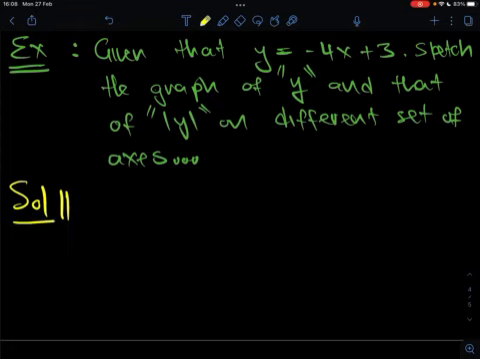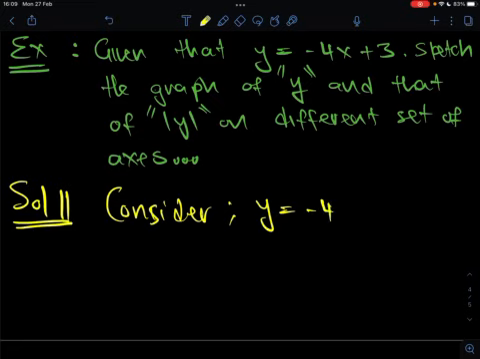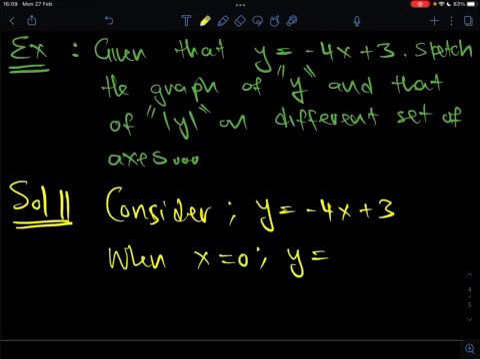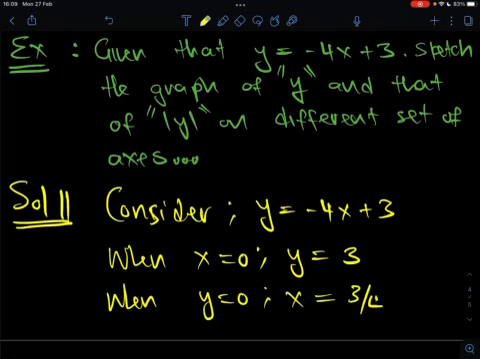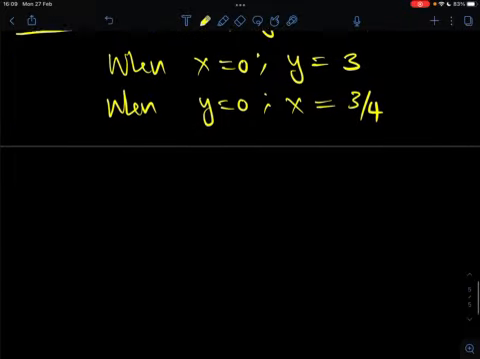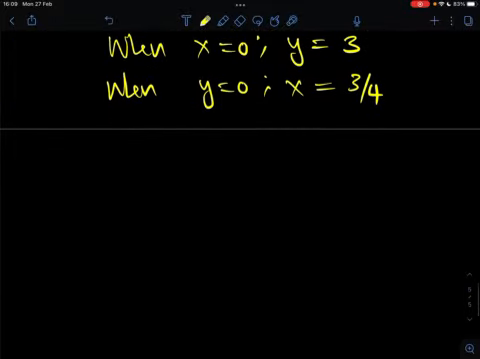To solve for that, we proceed as follows. First we'll consider the thing that we are looking at. Let's consider y is equal to minus 4x plus 3. Then we know the basics that first we have to find the intercepts. When x is 0, what is y? We see y is 3. Then we ask, when y is 0, what is x? When y is 0, you can take x to that side, and you get x as 3/4.